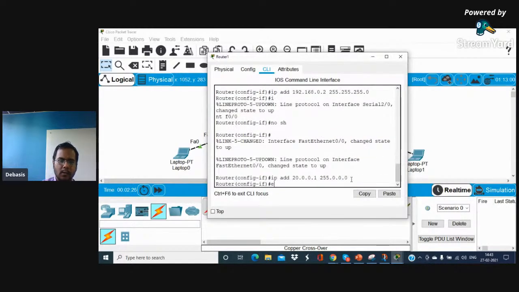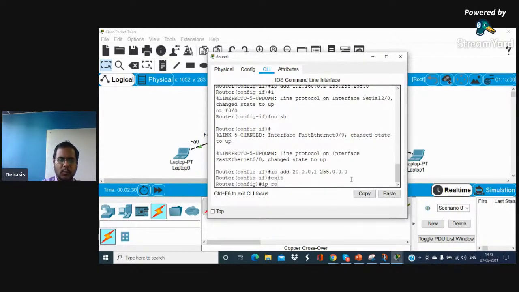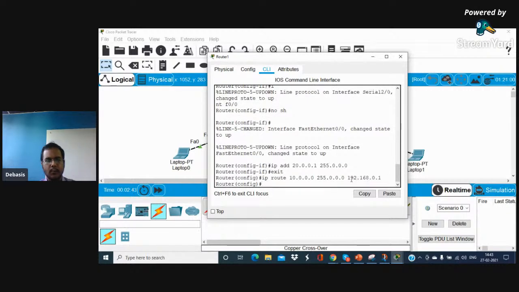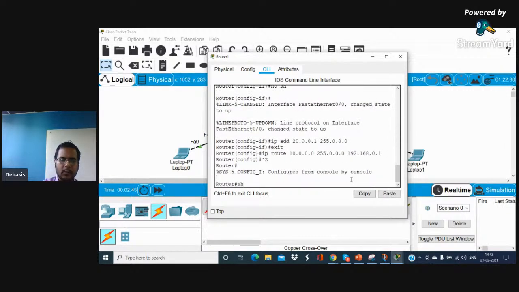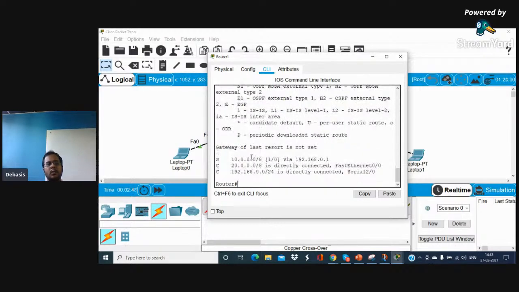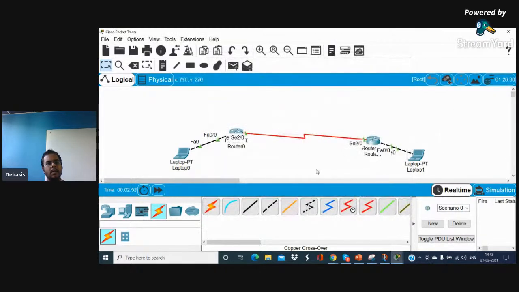And on router B, also come to the remote, ip route. Destination is 10.0.0.0, mask, and default gateway is 192.168.0.1, the other router's serial port. And give the command show ip route to see the static route. See, this is a static route 10.0.0.0, it is connected. So this way you have to configure the static routing.